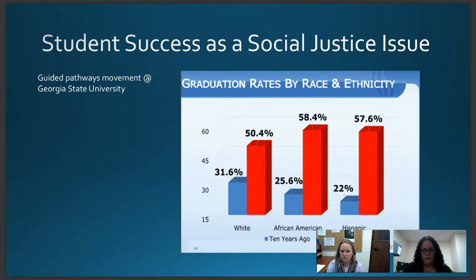And you see here, again, from Georgia State, the numbers since they've implemented the guided pathways movement at their school, it's pretty dramatic. And so something happened there when I think it was the president of Miami-Dade Community College, they're implementing guided pathways at Miami-Dade, and somebody asked him at this panel, what do you say to faculty or staff when they push back on this movement? And he said, I tell them it's a social justice issue.